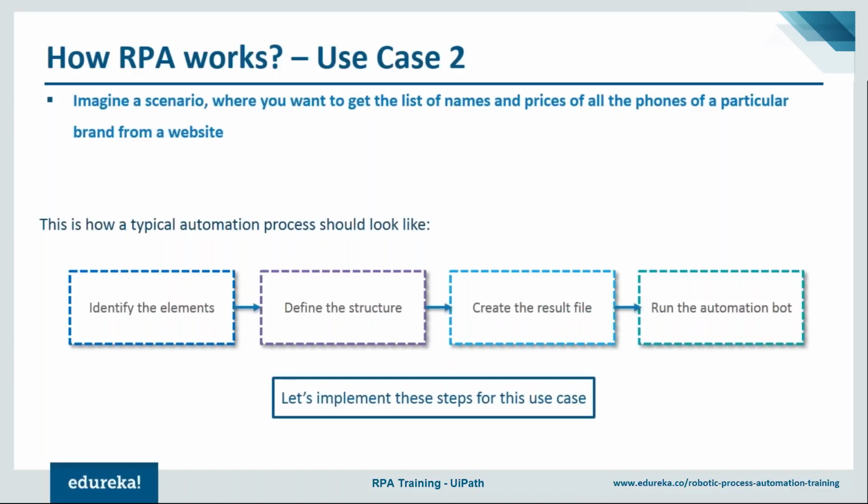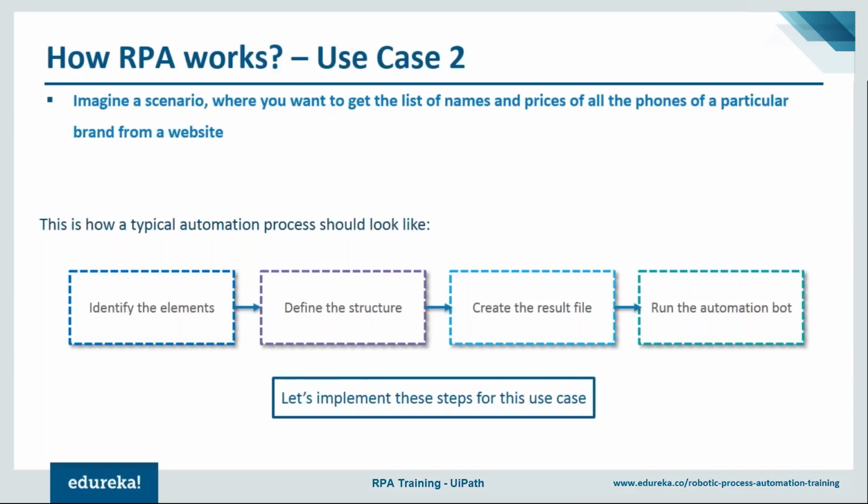Then we create the result file. Whatever structure we have come up with, we have to store it inside a file, so we specify the output file that we want the results in. Once you're done with all these three things, we run the automation bot to do the things again and again. So this is the task that we are going to automate today using RPA.